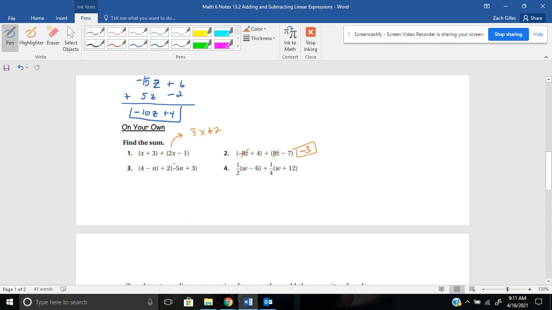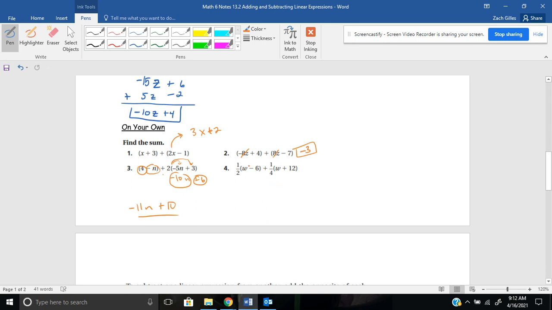Number 3, you need to distribute first the 2 to everything inside the parentheses. So if you do that, that would be negative 10n plus 6. So then I have negative n plus negative 10n would be negative 11n. And then I have 4 plus 6, which would give me 10. So negative 11n plus 10.